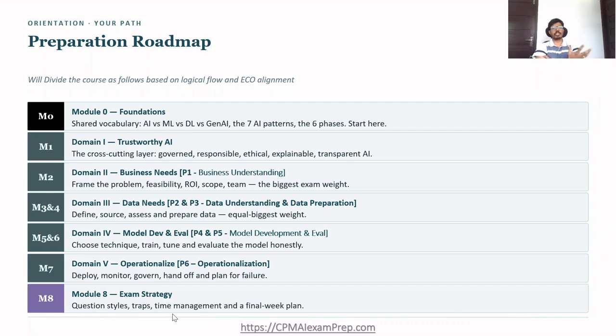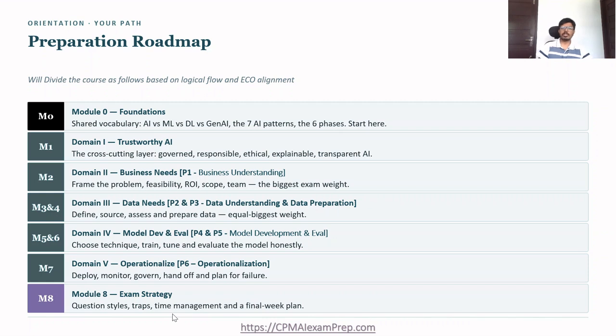Next, we will explore domain 2, the business needs. Here we will learn how to frame the right problem, assess AI feasibility, build a business case with return on investment details, and define the scope and form the right team. After that comes domain 3, the data needs, which covers both data understanding and data preparation.